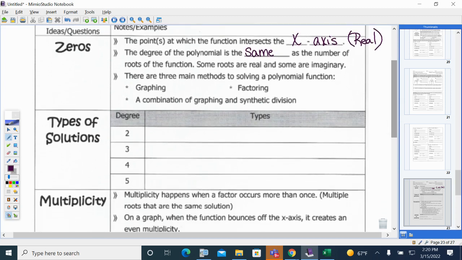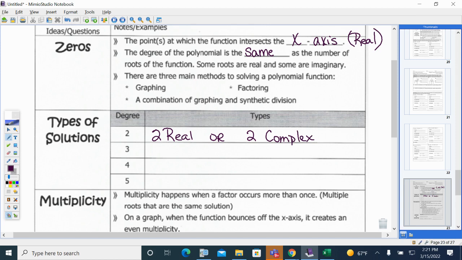So the types of solutions, let's talk for just a second about this. We've talked in the past that imaginary solutions come in pairs. So you cannot have just a 2i or a 4 plus 3i. You have to have both the positive and the negative. So if we have a degree 2, if our polynomial is a quadratic, what types of solutions can we have? Well, they can both be real, so you can have two real solutions, or they can both be complex or imaginary. But that's it. There's no way you can have one real and one complex because, again, complex comes in pairs.